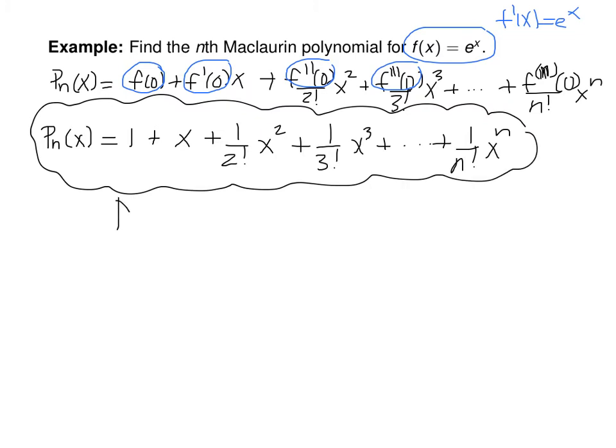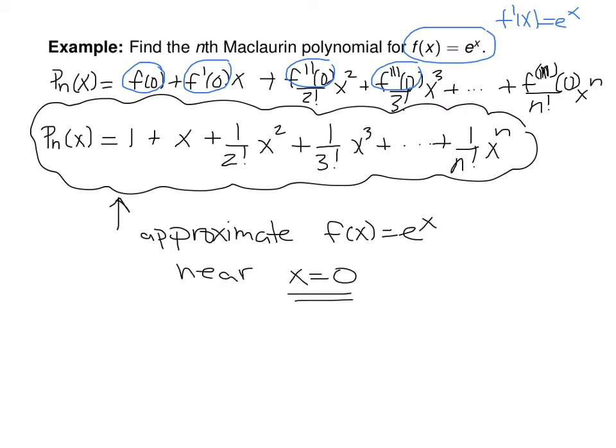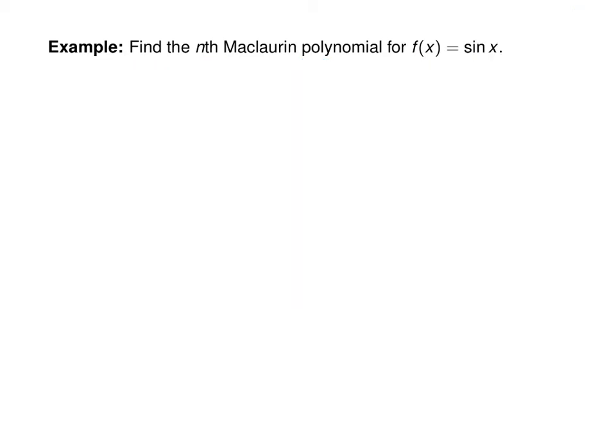And so this function's purpose in life is to approximate e to the x near x equals 0. And the more terms you use, the more accurate it will be. Next, let's find the nth Maclaurin polynomial for f of x equals sine x. This one's a little bit trickier to find the nth one because there is some sign switching going on, but we'll discuss that in a moment.